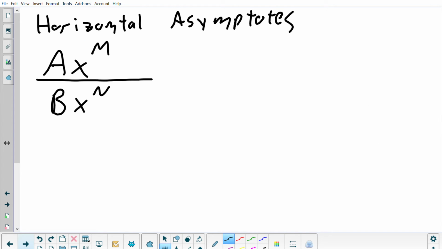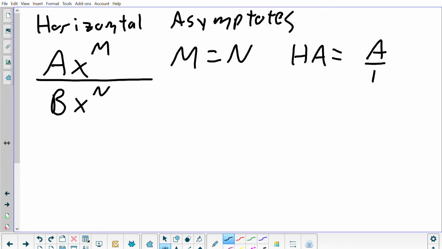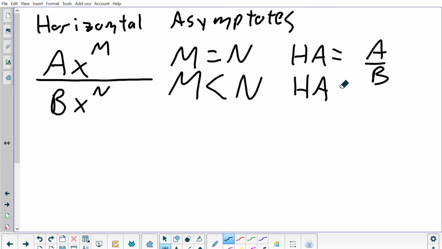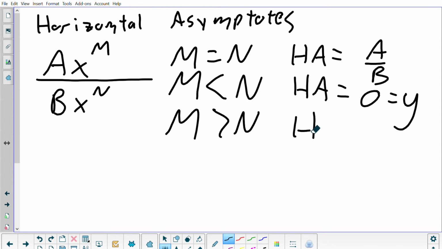If m is equal to n, our horizontal asymptote is a divided by b. If m is less than n, then our horizontal asymptote is the number 0, or y equals 0. And then if m is greater than n, our horizontal asymptote does not exist.